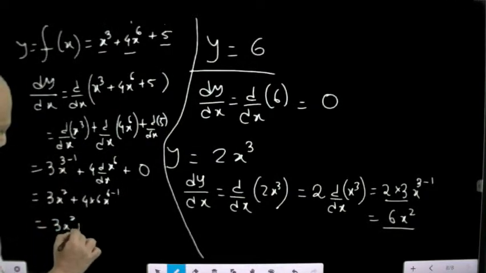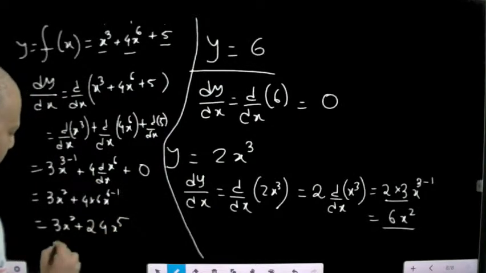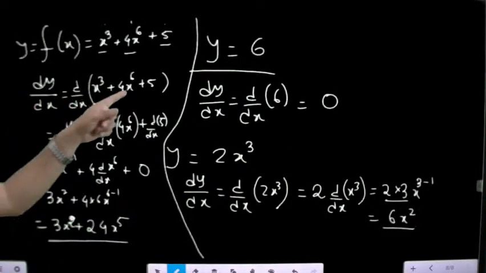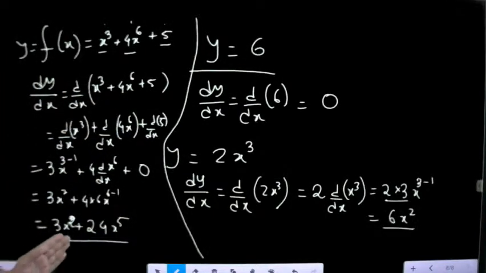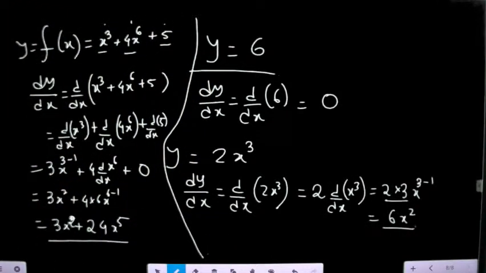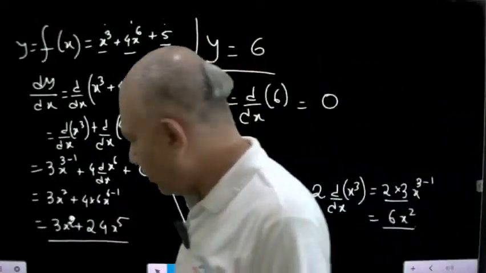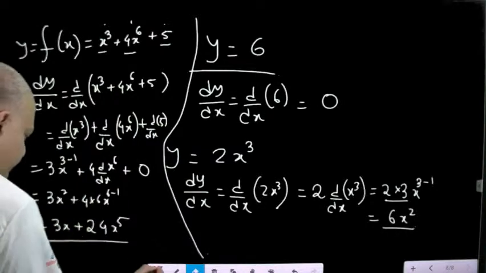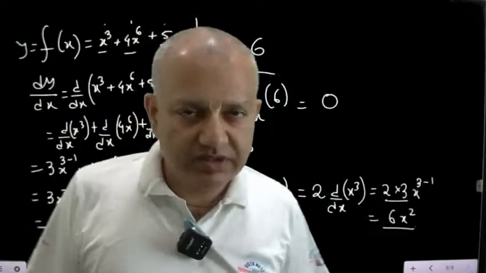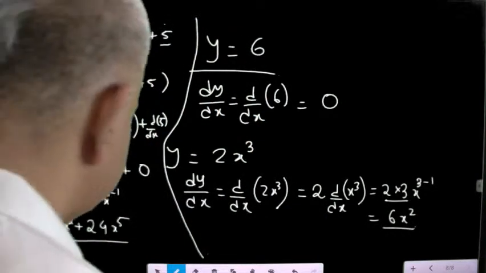3x square plus 24x to the power 5. This is the final result. If I differentiate this one with respect to x, I'm going to get this result. I think children, you understanding my point? Are you understanding my point? I think you understand my point. Okay. This is a procedure through which we differentiate. Simple.